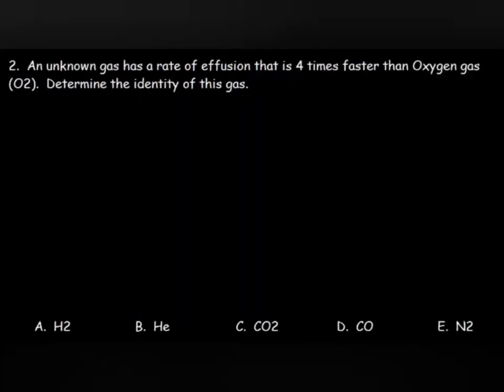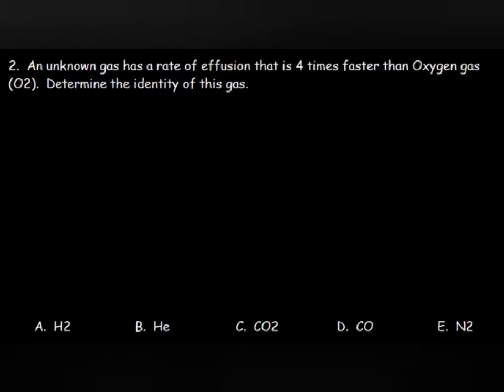Number 2, an unknown gas has a rate of effusion that is 4 times faster than oxygen gas, O2. Determine the identity of this gas. Whenever you want to identify the identity of a gas, especially in a multiple choice problem, you need to calculate the molar mass. And then once you have it, you can see which molar mass matches with the choices that are listed below. So let's begin.